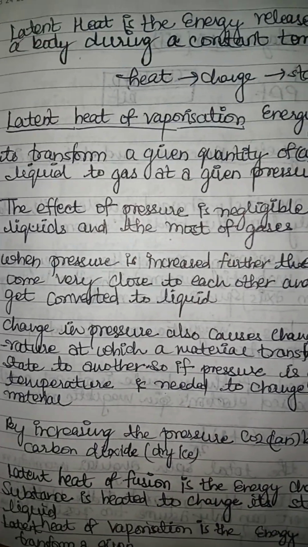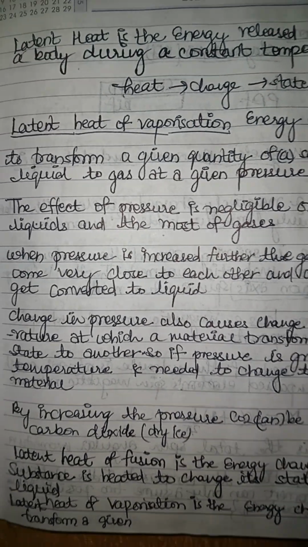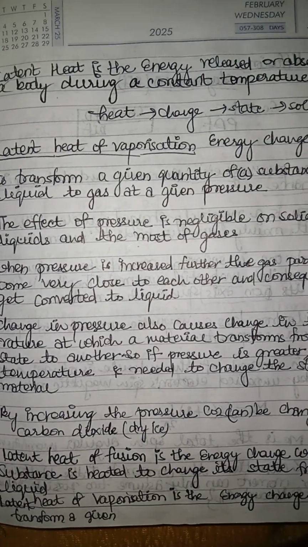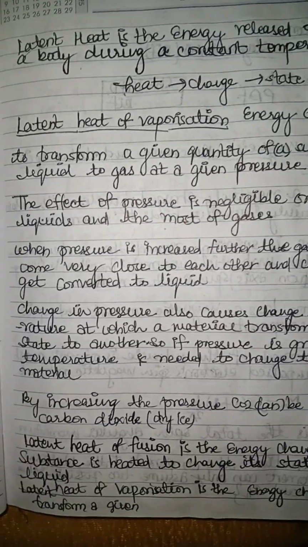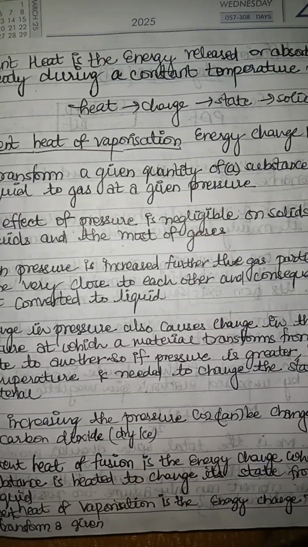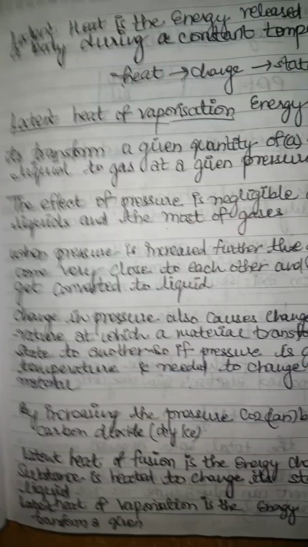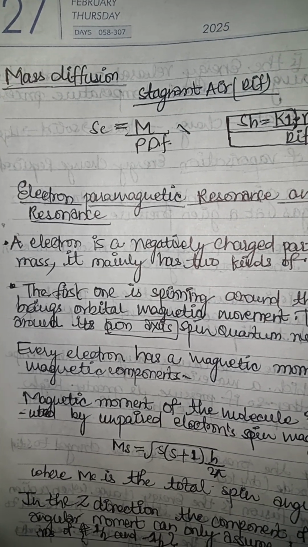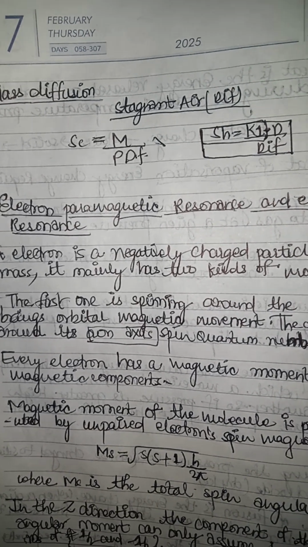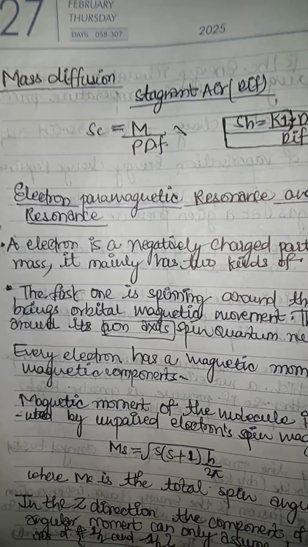By increasing the pressure, CO2 can be changed to solid: carbon dioxide, dry ice. Latent heat of fusion is the energy change when a given substance is heated to change its state from solid to liquid. Latent heat of vaporization is the energy change required to transform a given mass. Diffusion: stagnant air diffusion, S equal to M1 P D, F equal to S, and equal to K1 D upon D.